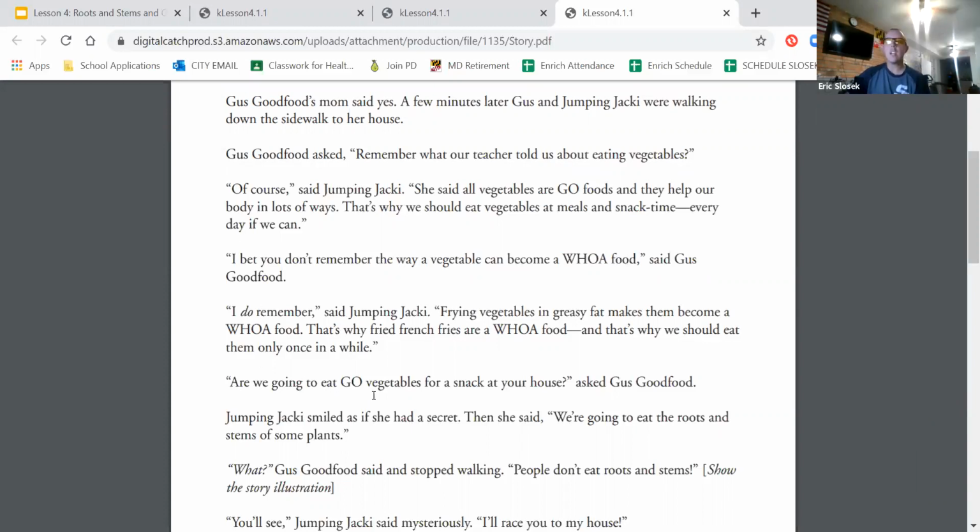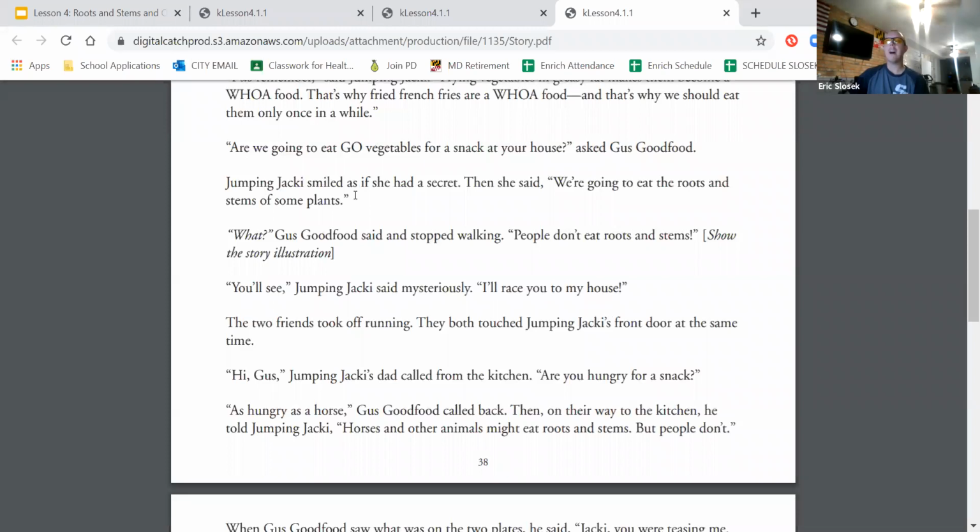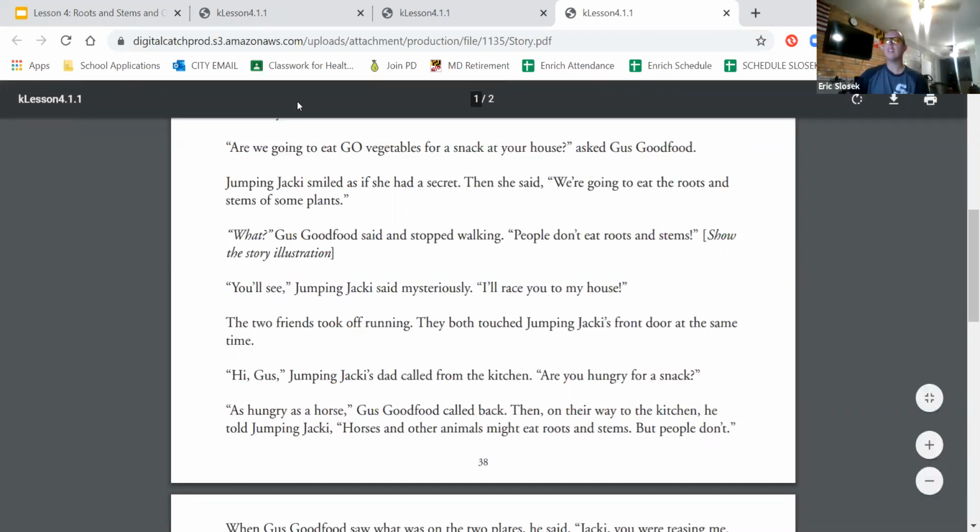"Are we going to eat go vegetables for our snack at your house?" asked Gus Goodfood. Jumpin' Jackie smiled as if she had a secret, and then she said, "We're going to eat the roots and stems of some plants." "What?" Gus Goodfood said, and he stopped walking. "People don't eat roots and stems." "You'll see."